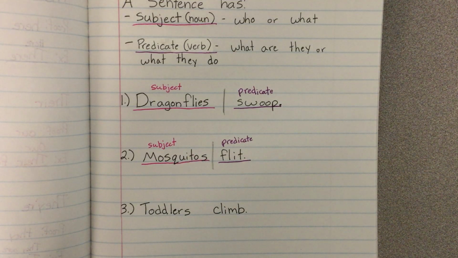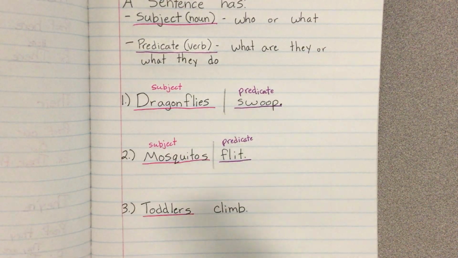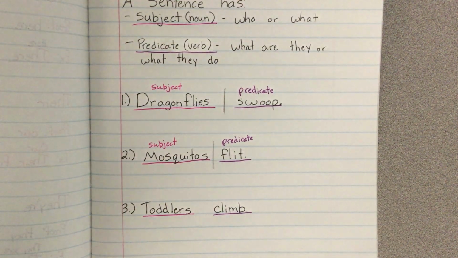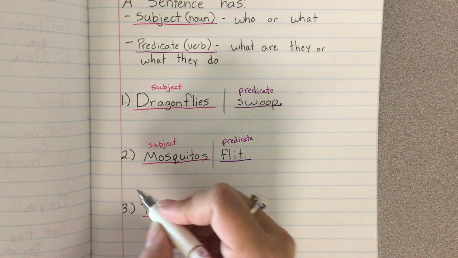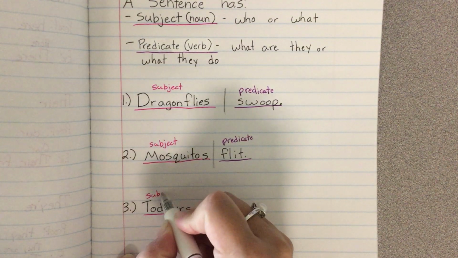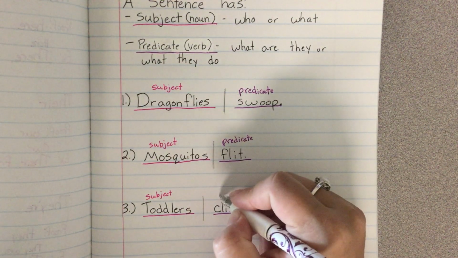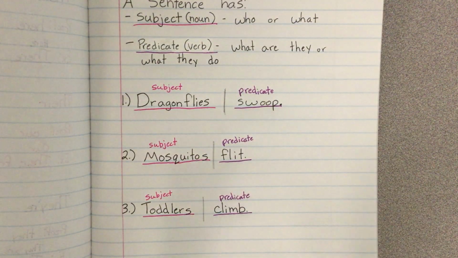Good. The subject is toddlers and the predicate is climb. Very good. So, right here. Now this one, in a lot of sentences, the subject is first, but it's not always the case. So make sure you're not just underlining the first one and then the rest of it. Okay? So subject. Then we have our line. Everything after it is the predicate. Very good, and that's the last one.